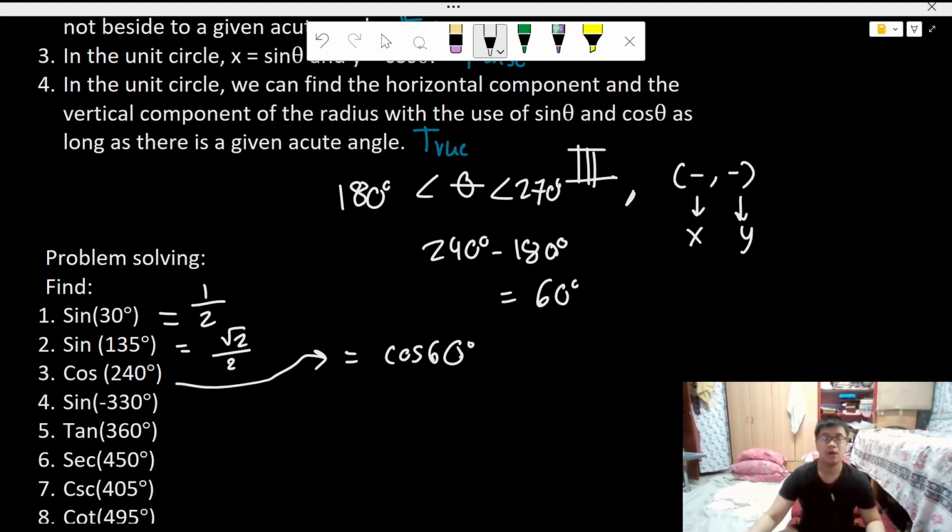Let's take a look. According to this, your x and your y are both negative. So therefore, you will have negative x, and with that, you will also have negative cosine theta. In other words, if your x is negative, you will have negative cosine 60 degrees as well. If x is negative, your cosine is negative. That's it. So what is cosine 60 degrees?